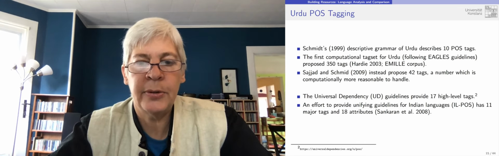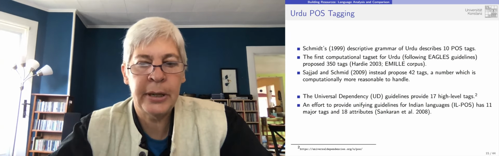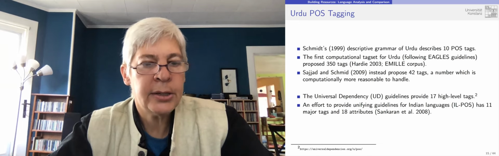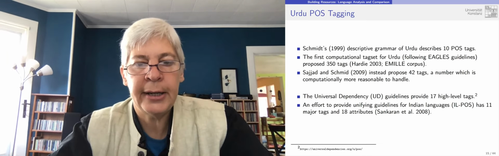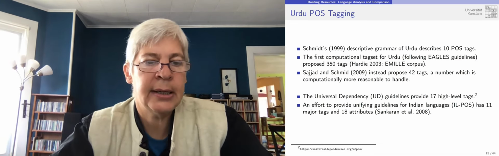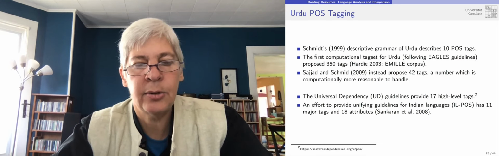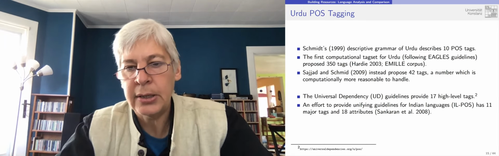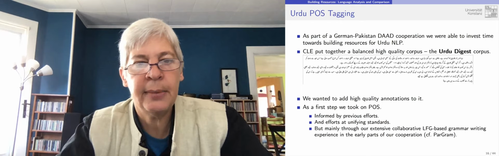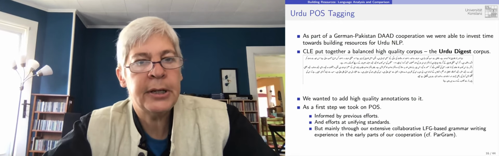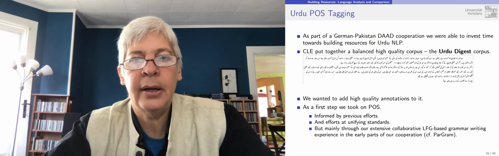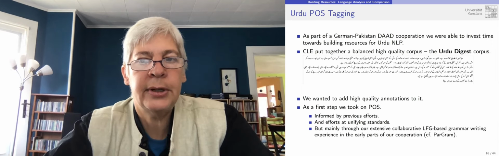So they're not going to be very useful for actual NLP applications where you will need to know about more details. And there's also an effort to provide unifying guidelines for Indian languages that has 11 major tags and 18 attributes for those tags. So that is also along those same lines. So there's some work to base oneself on.